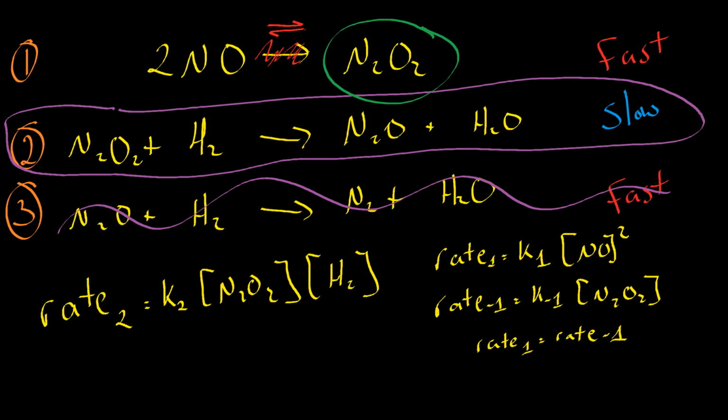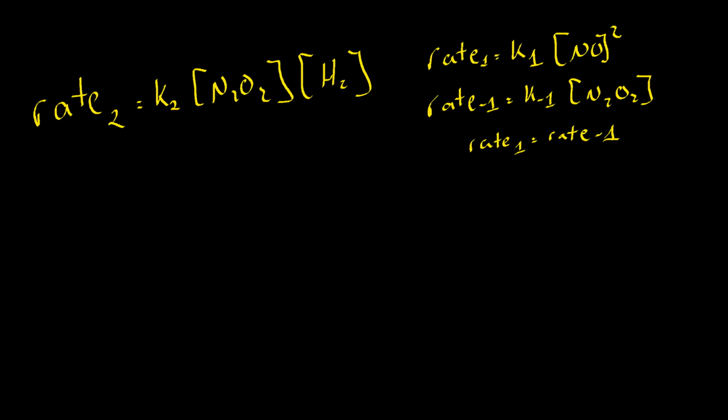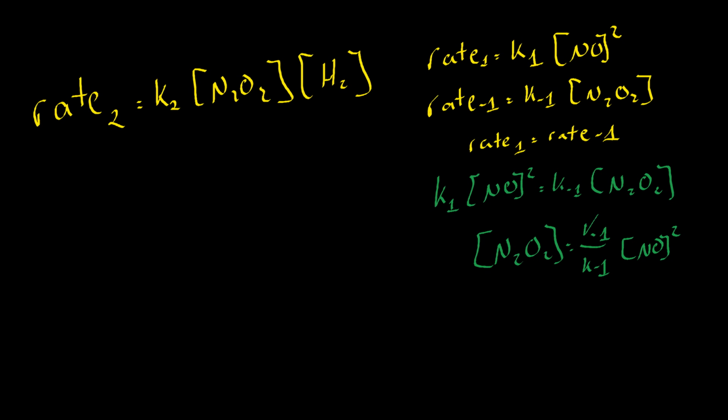Once again, we use the convention 1 and -1 to refer to the forward and reverse reactions. And because it's an equilibrium, fast step coming before slow step, rate 1 is equal to rate -1. It's in equilibrium. So with this information in hand, we can get rid of that pesky N2O2 in the expression for rate 2. We clear a little bit of space, and now we just set things equal to each other. So rate 1 equals rate -1. So K1 times NO squared equals K -1 times N2O2. So you solve for N2O2, you get N2O2 equals K1 over K -1 times NO squared.